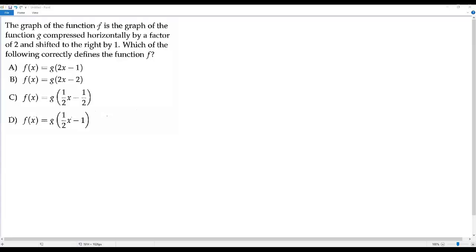Okay, so if I want to get the function f, then what I have to do is compress g horizontally by a factor of 2 and shift the graph of the function g to the right by 1. Now let me write the function f of x. To get the function f of x, we have to apply two transformations on the function g. So the first transformation is compress horizontally by a factor of 2.